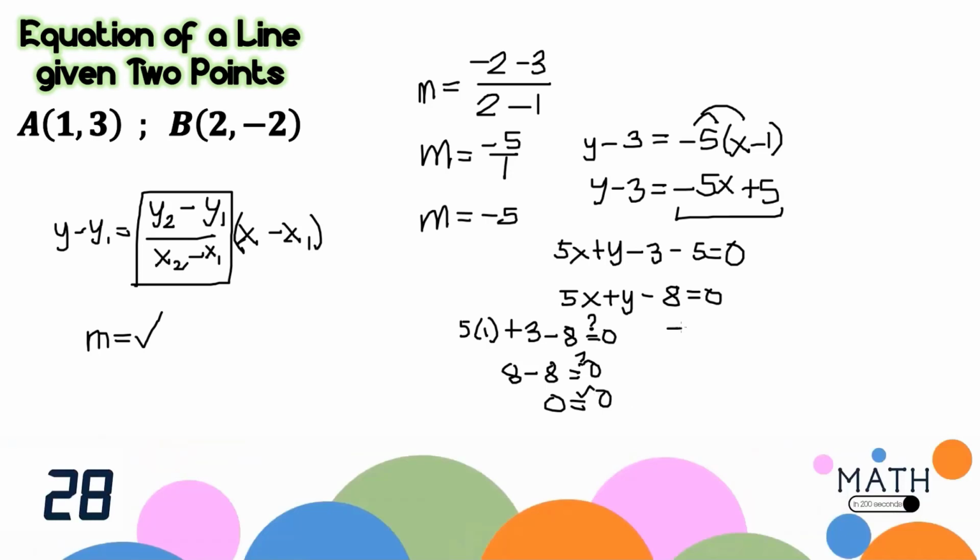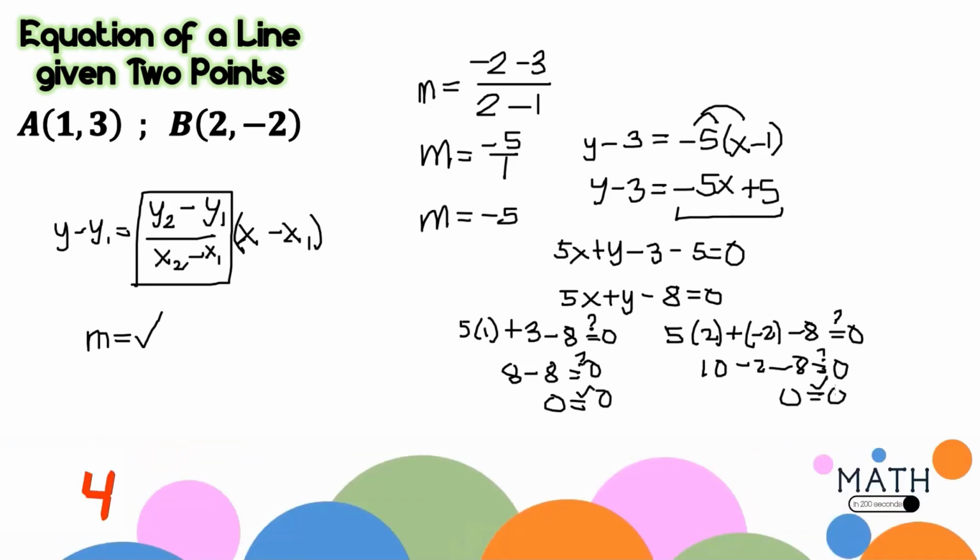If we're going to use the same equation using the second point, you have 5 times 2 plus negative 2 minus 8 equal to 0. This should also be satisfied. You have 10 minus 2 minus 8 equal to 0? Then you have here 0 equal to 0, and both points satisfy the same equation.